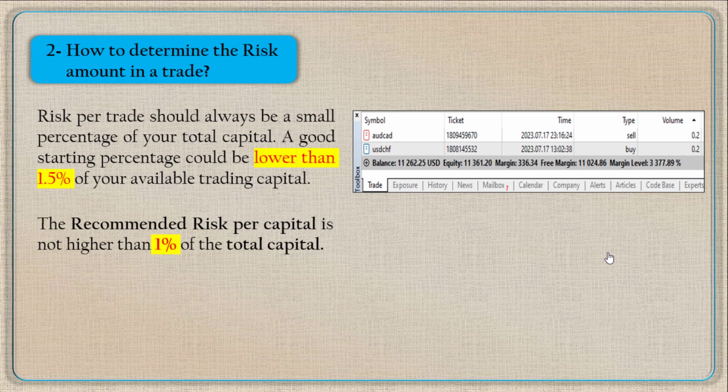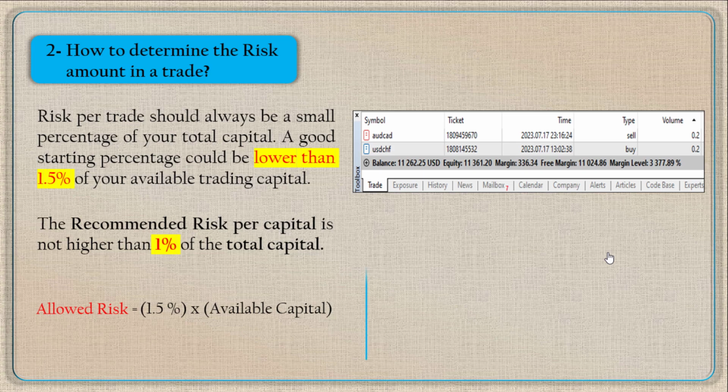Maybe you have heard, or maybe you have read somewhere, that allowed risk is 2% of your total capital. No, don't try that. Once again, I repeat, don't try that. 2% is too much. Even 1% is too much. So please, at the maximum, don't try to risk more than 1% of your total capital. So allowed risk is equal to 1.5% of your available capital. So this is the formula. I have mentioned 1.5 because it's the very maximum. You should always use lower than that, not more than 1%.